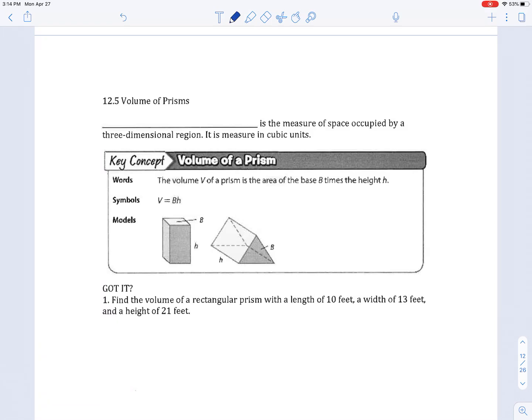Welcome to 12.5, Volume of Prisms. Volume is the measure of space occupied by a three-dimensional region.